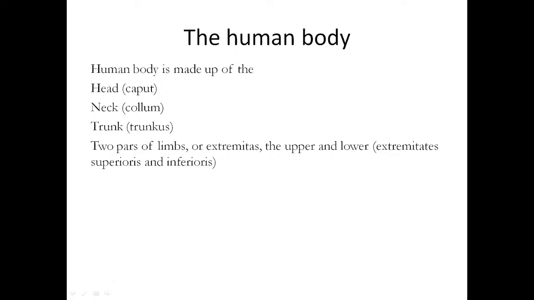Next question, the human body. The human body is made up of the head, Latin caput, neck, Latin collum, trunk, Latin truncus, and the two parts of limbs, Latin extremitas, the upper and lower, extremitas superior and inferior. So, head, neck, trunk, and limbs.